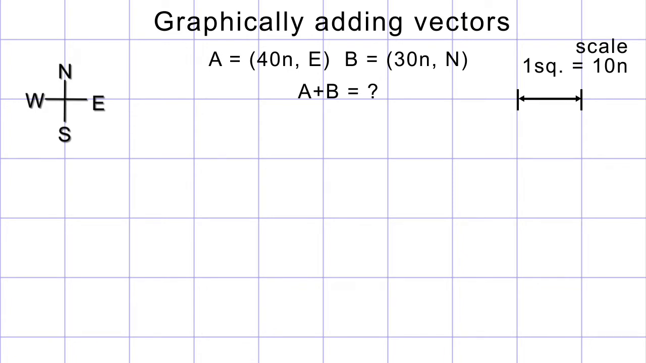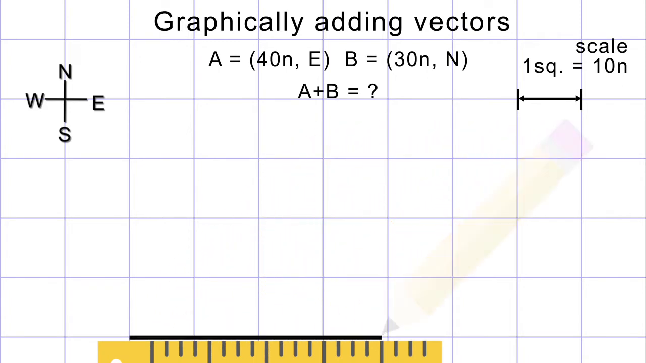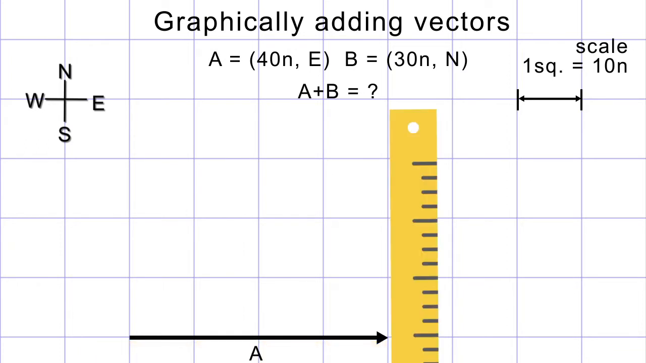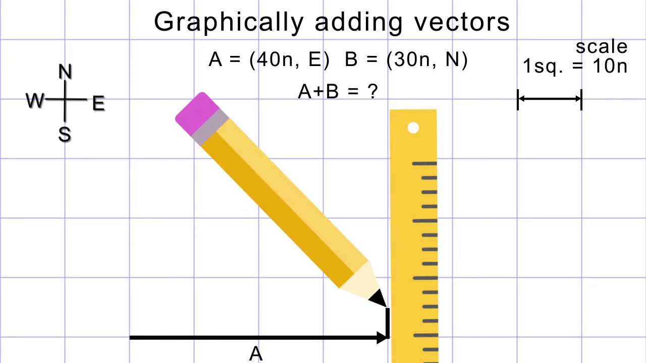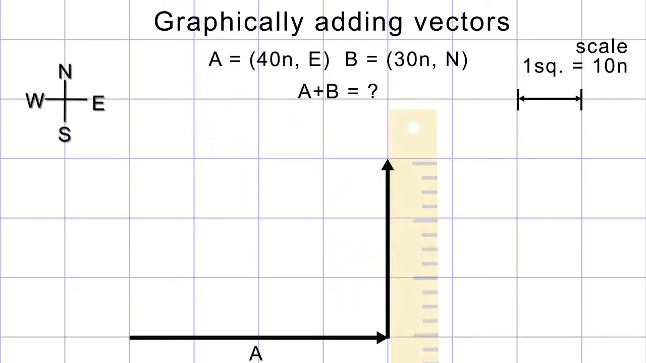So once we have that scale, take a straight edge, and with a pencil draw 1, 2, 3, 4 squares. Doesn't matter if you use the ruler markings. Now you have A laid out. Now we're going to lay out B. B is 30 newtons north. 1, 2, 3 squares, and that'll be vector B.